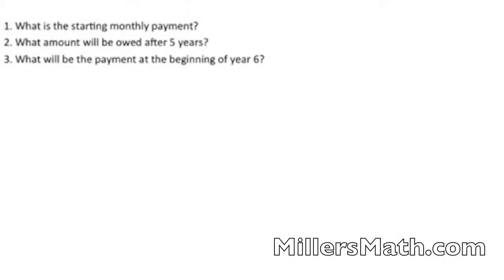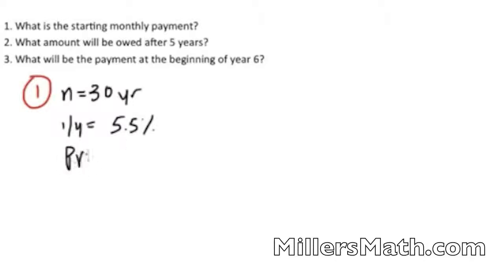Okay, it is time to solve this adjustable rate mortgage problem. Now this is describing a 5-in-1 ARM, or a 5-in-something ARM. So for problem number 1, our goal is going to be to find just our regular 30-year monthly payment. So N is going to be 30 years. Our adjustable rate is going to be 5.5%. We're going to have $150,000 borrowed. We're going to find the payment, and the future value is 0.